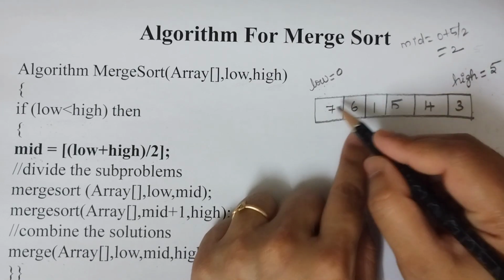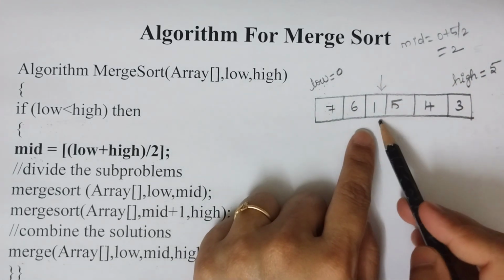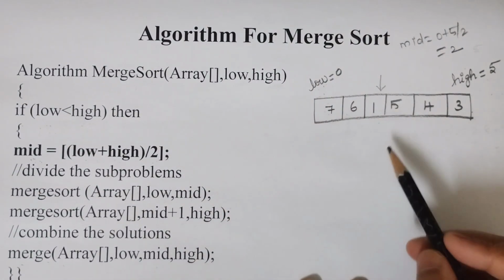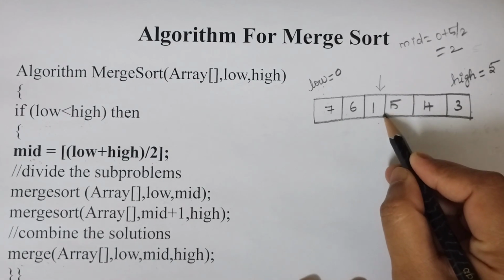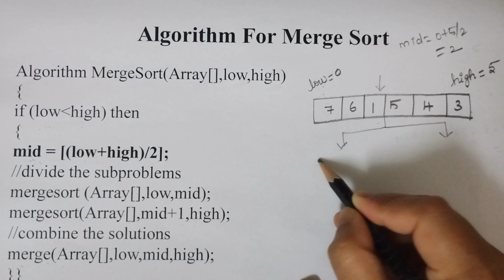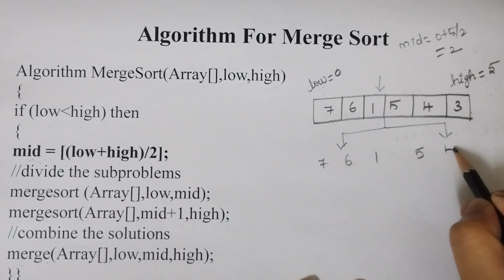This is the value 2, that is 0, 1, 2. So now I am going to take this as a mid value, right? And then I want to divide this array into two sub halves. So how are we going to split this array into two halves? The first array will contain 7, 6, 1 and the next array will have 4, 5, 3.